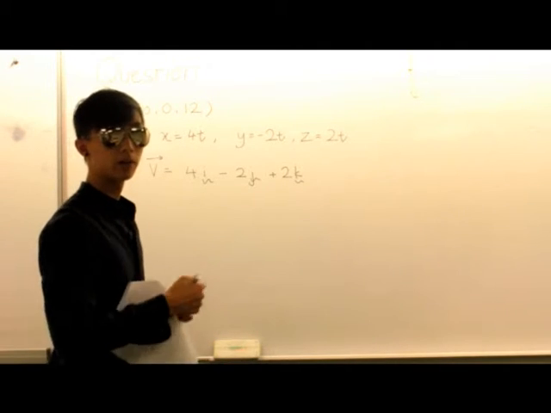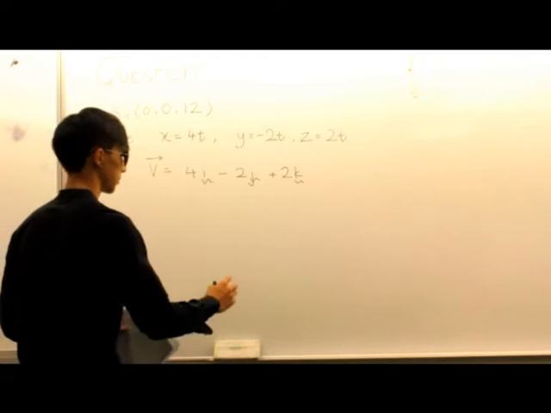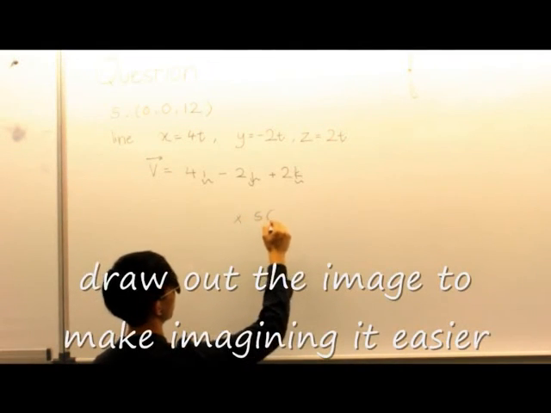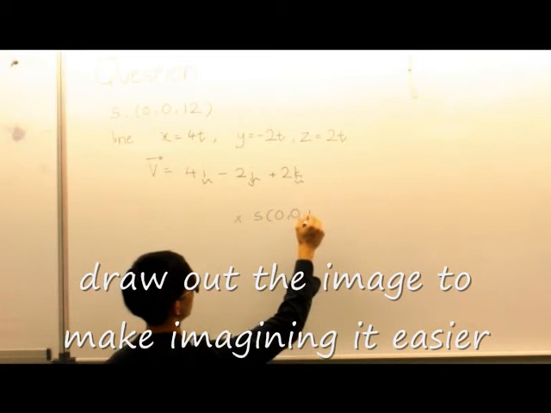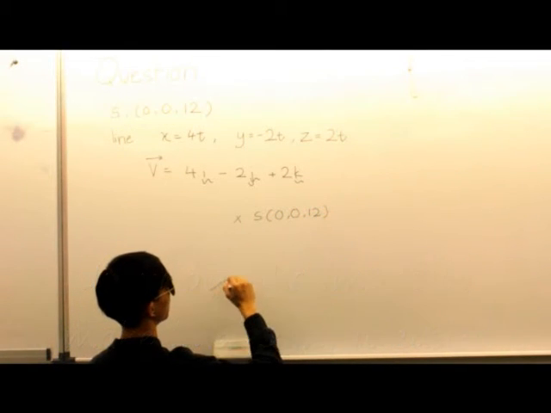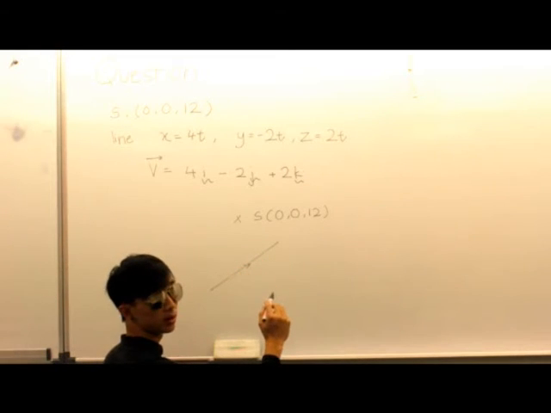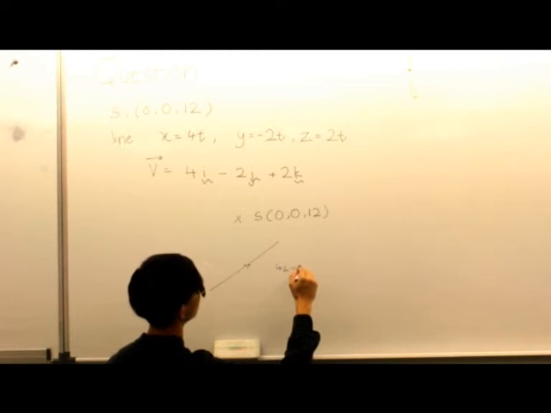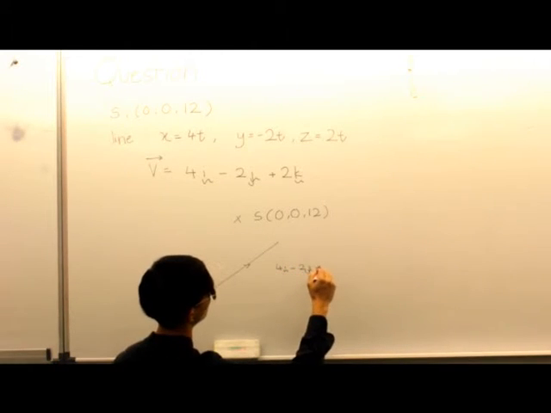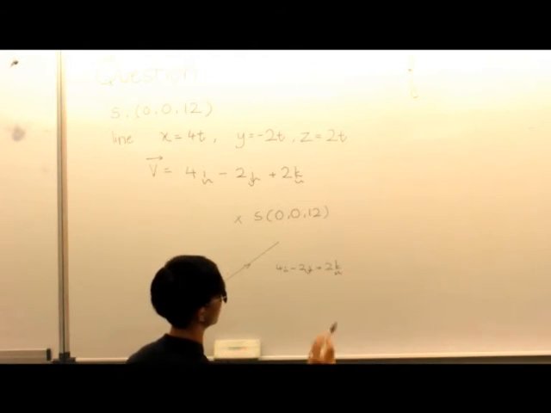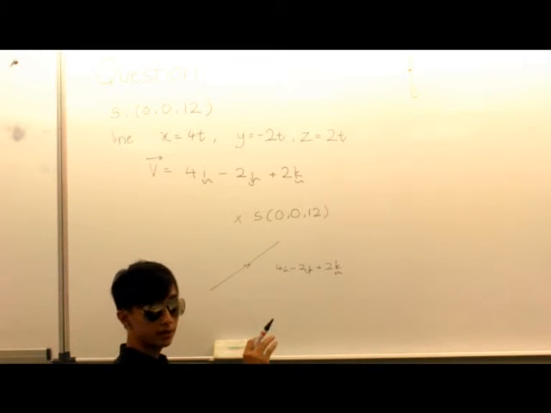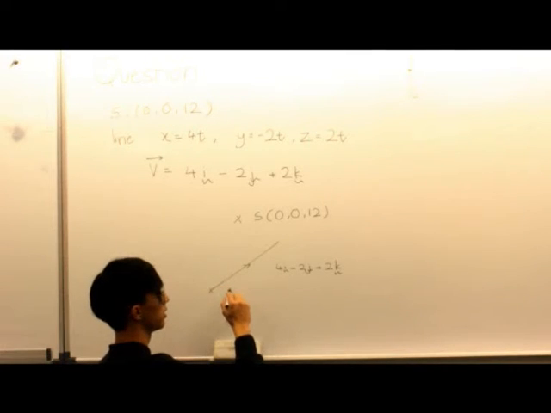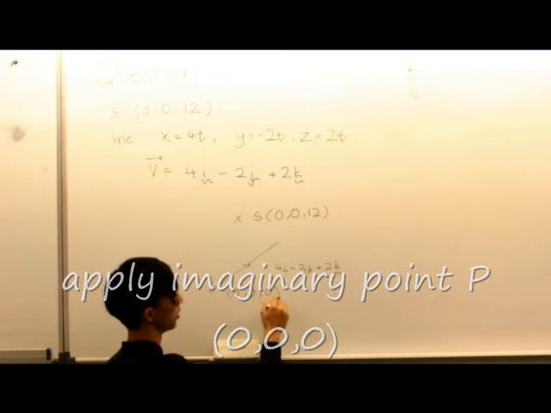Now let's draw it all out so that you can imagine it a little bit easier. There's a point in space called S with coordinates 0, 0, 12, and a vector V with the vector equation 4i minus 2j plus 2k. As I said, you have to imagine a point on the vector, P, with coordinates 0, 0, 0.